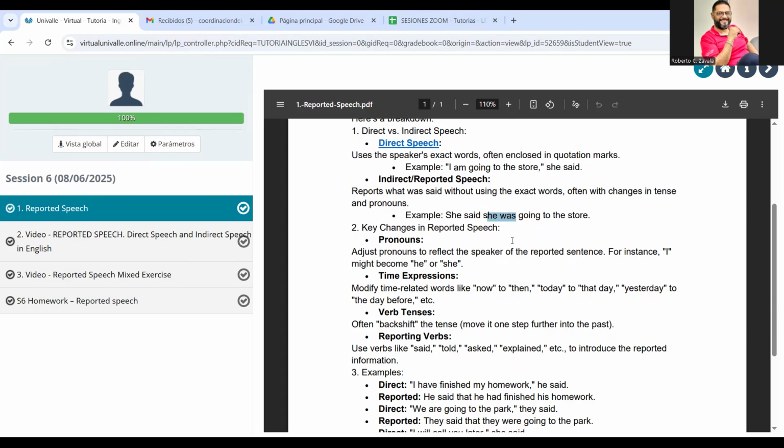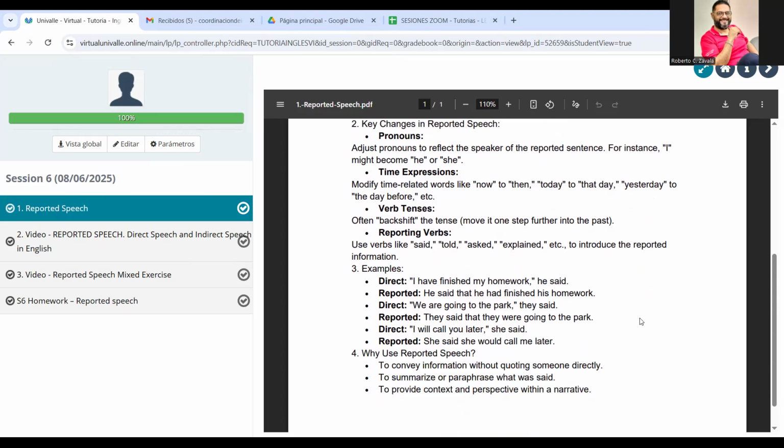Number two, key changes in reported speech. Pronouns: adjust pronouns to reflect the speakers of the reported sentence. For instance, I might become he or she. Right here it says "I am," but since we're reporting what someone said and it happened to be a she, logically the pronoun goes from I to she. Time expressions: modify time-related words like now to then, today to that day, yesterday to the day before, etc.